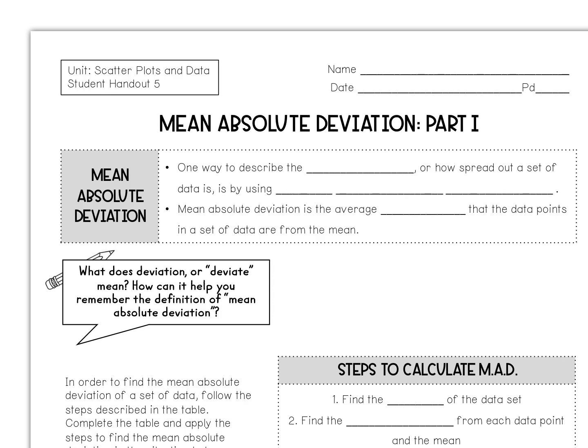And so mean absolute deviation is one way to describe the blank, or how spread out a data set is. Any guesses? Variance, sorry. Variability. Okay, variability, or how spread out a data set is.